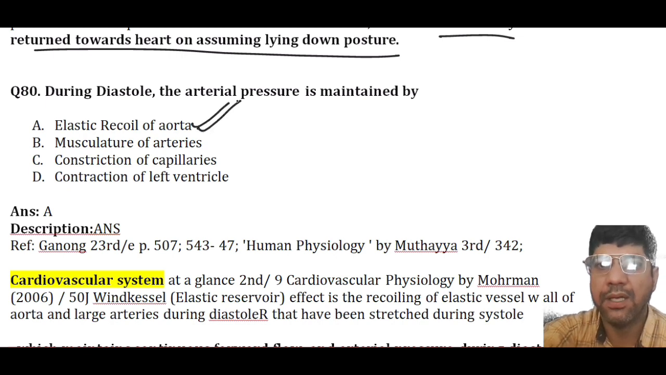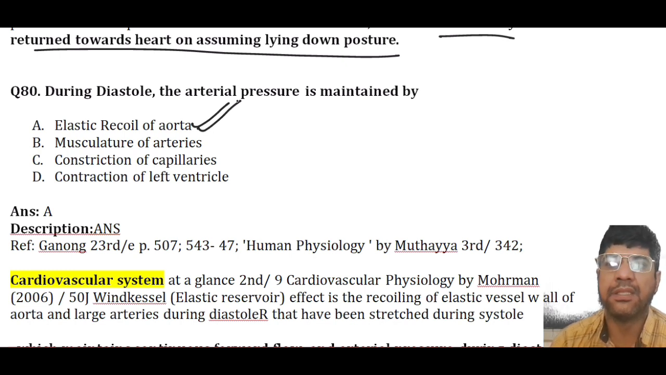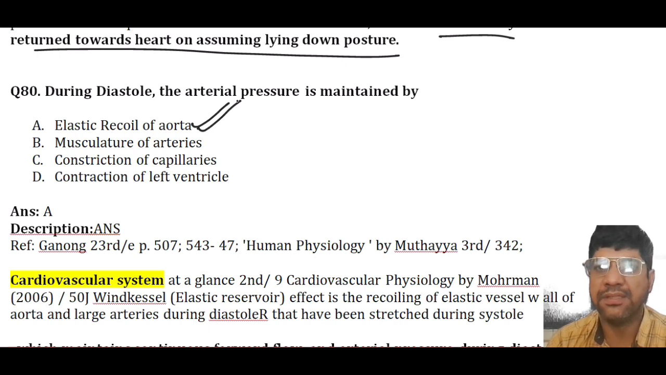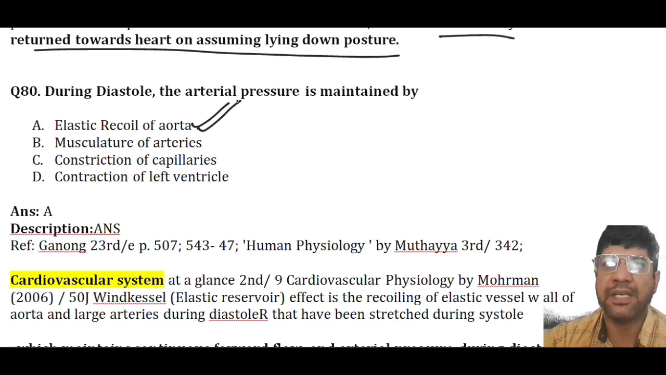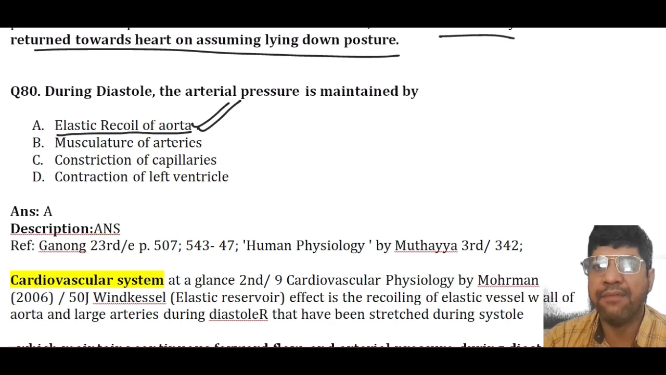During systole, the heart pumps blood into the aorta and large arteries, stretching their walls to accommodate the incoming blood. When systole ends and diastole begins, the heart relaxes. During this relaxation, the elastic walls of the aorta tend to return to their original size. This is known as elastic recoil. As the walls of these elastic vessels recoil, they exert pressure on the blood inside, helping to maintain the continuous forward flow of blood and arterial pressure during diastole.